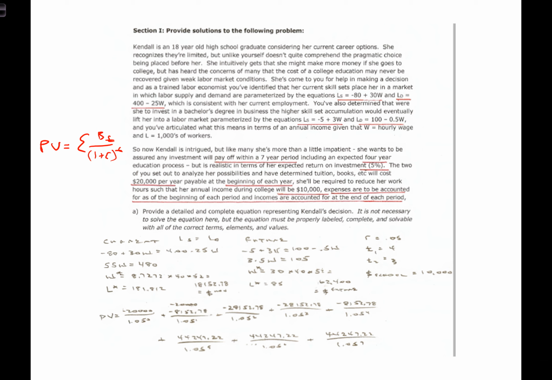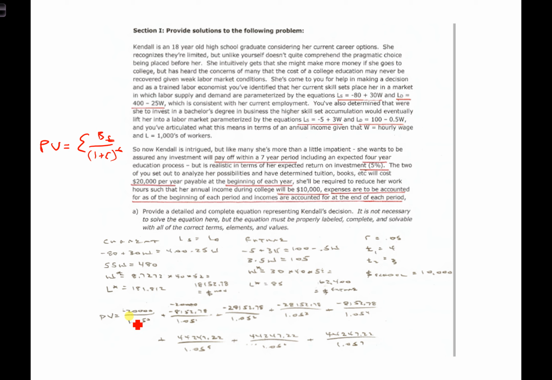Plus, she's going to forego... she was reducing her income to $10,000. She wasn't foregoing $10,000. I misspoke a moment ago. She's going to decrease her income to $10,000 a year. Well, if it's currently $18,152, she's going to forego $8,152 worth of income. And that's how this equation is built.